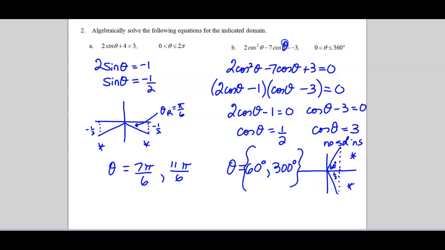Notice how there's no denominators, there's no reciprocal trig functions, there's no restrictions to check against. It's simply solving each factor.